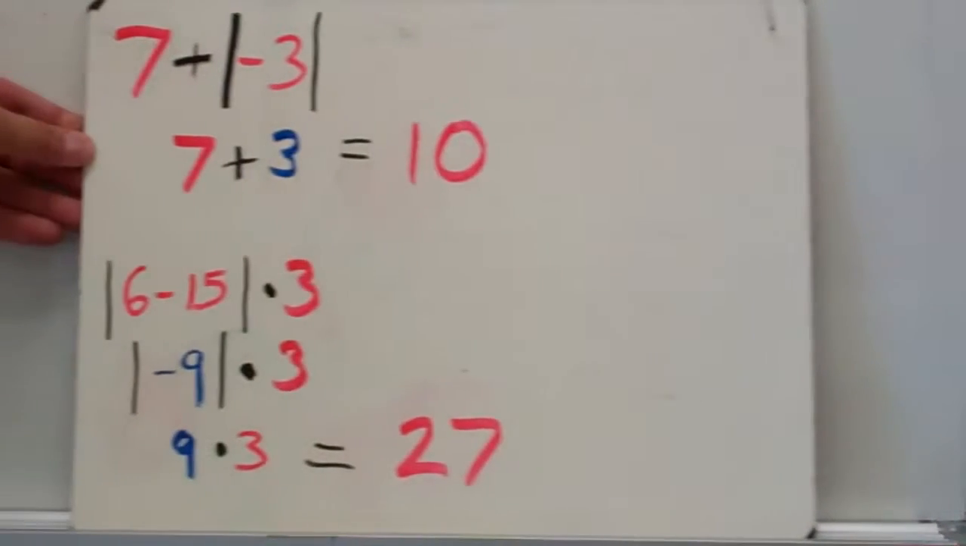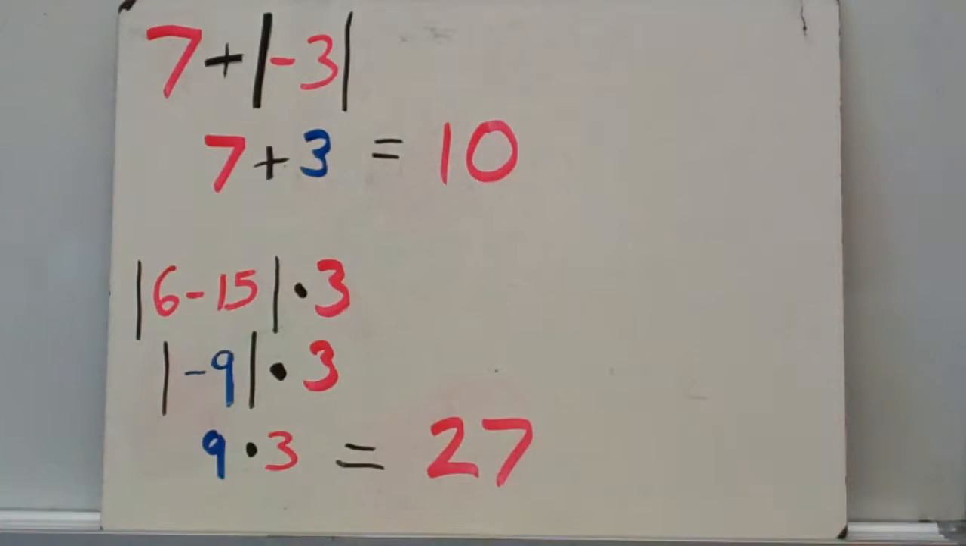So we've been calling them absolute value brackets, and they are brackets indeed. They are grouping symbols. So we will also be able to solve some problems with these. So if we have 7 plus the absolute value of -3, we find the absolute value of -3, which is 3, and then we can add 7 plus 3 and get 10.